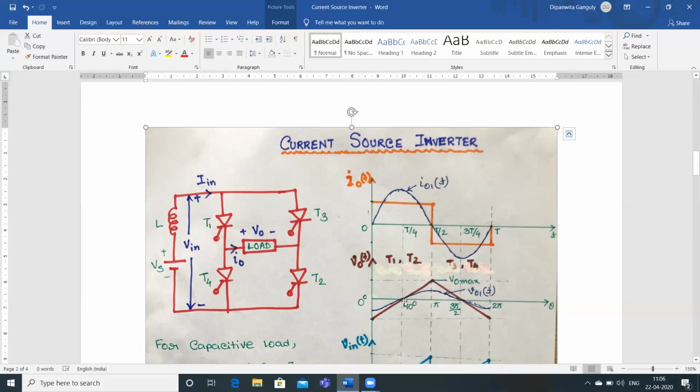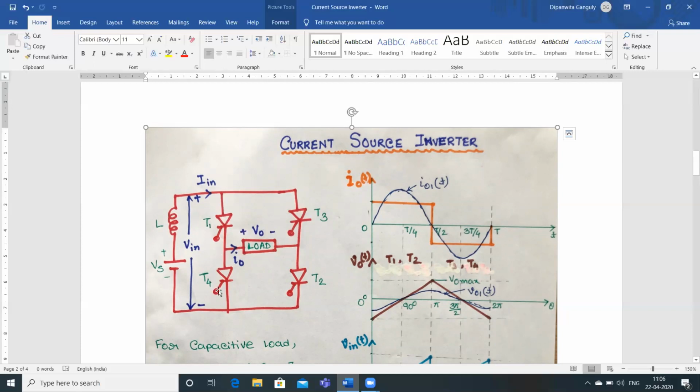So after pi, in between pi to 3 pi by 2, T3 and T4 are gated. So when T3 and T4 are gated, after conduction of T1 and T2, and the voltage across the load has this side plus, this side minus, and T3, T4 are just gated, then what will happen? This minus will come across the anode terminal of T1, and the plus will come across the cathode terminal of T1. So the thyristor T1 will be turned off.